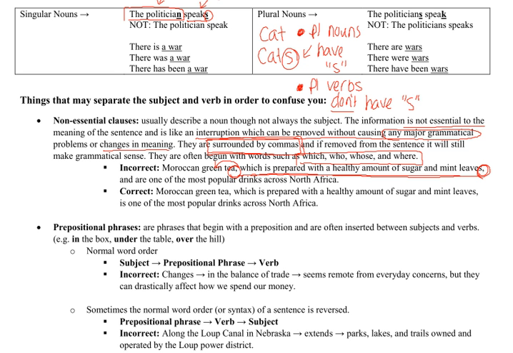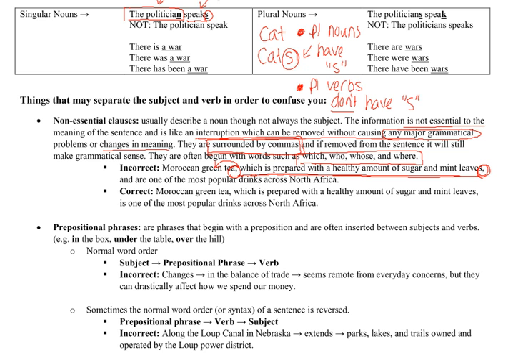It's not itself the action of the sentence. It's additional information about Moroccan green tea. You couldn't just say Moroccan green tea, which is prepared with a healthy amount of sugar. That's incomplete.